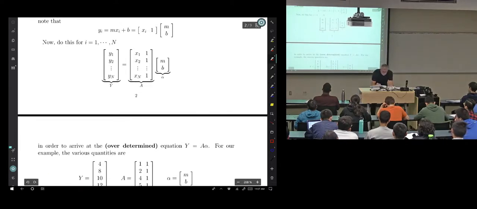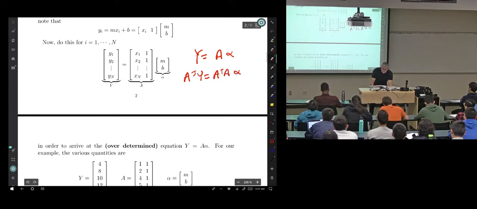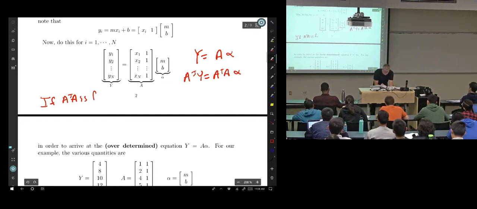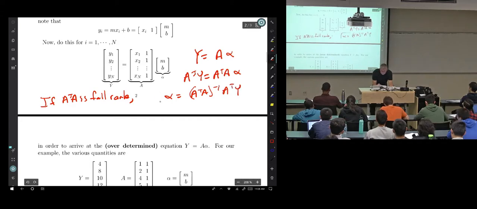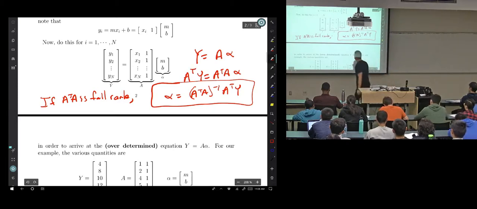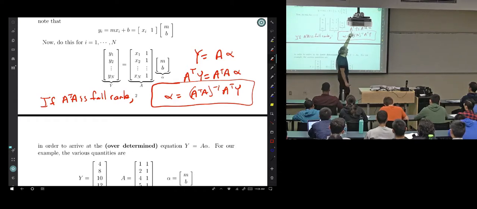Take this equation: Y equals A times alpha. A transpose times Y equals A transpose A times alpha. If A transpose A is full rank, meaning invertible, I get alpha equals (A transpose A) inverse A transpose Y. Okay, you see why you can never forget this equation? Multiply both sides by A transpose. This is now the same size as the number of unknowns. And so you check that that's invertible, bingo.